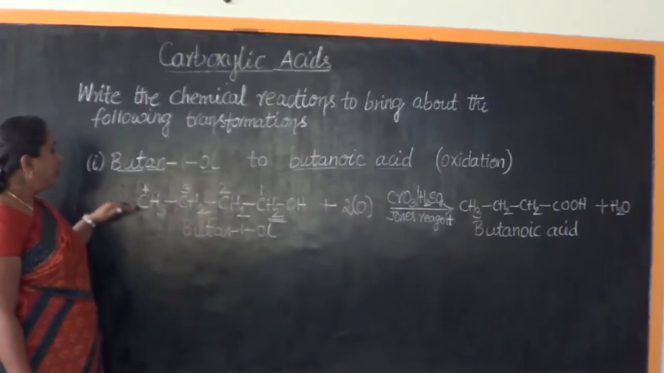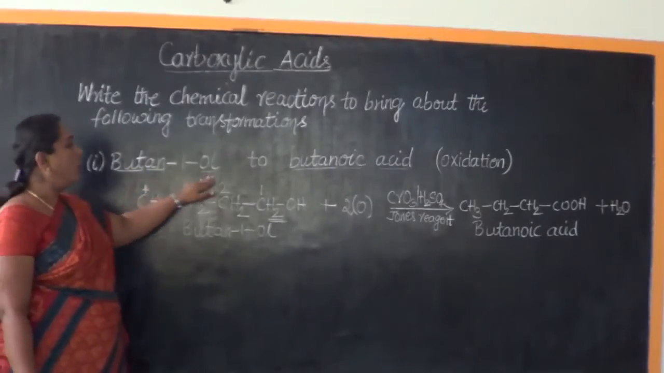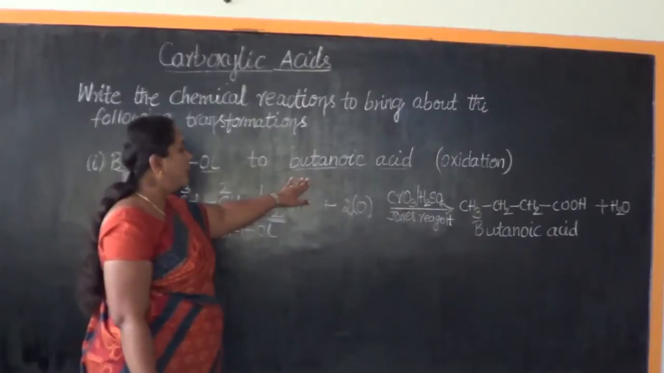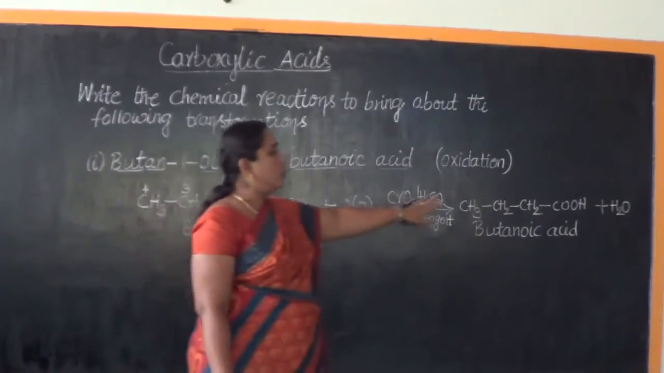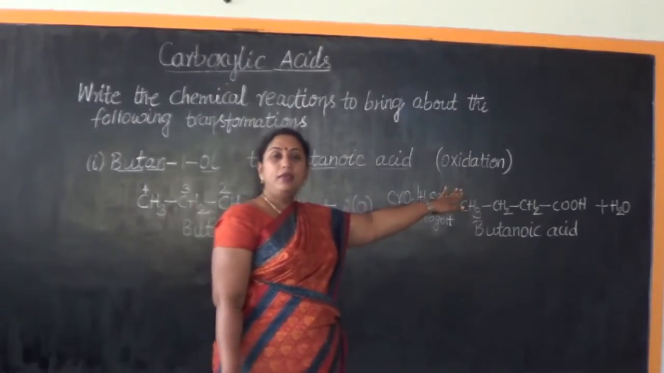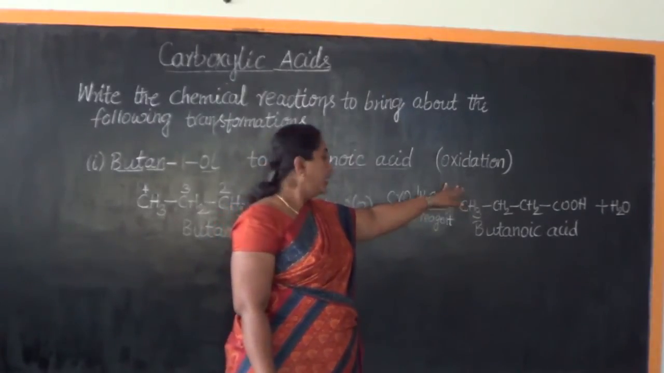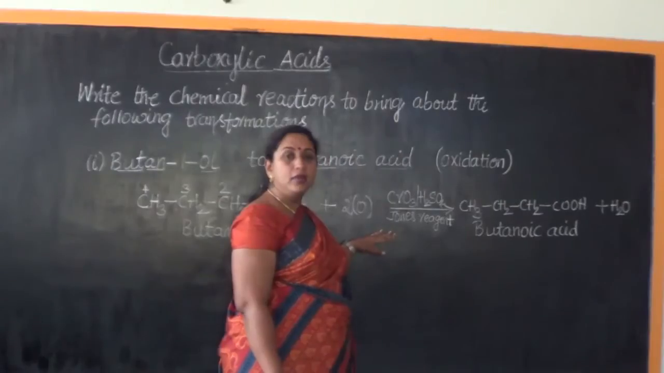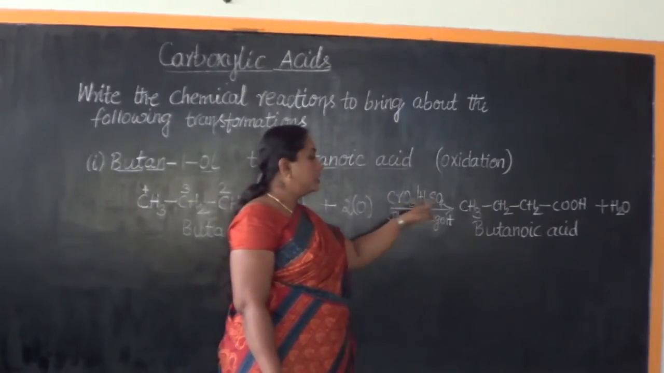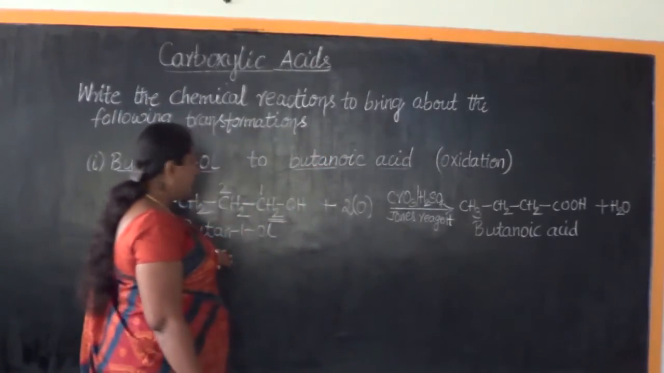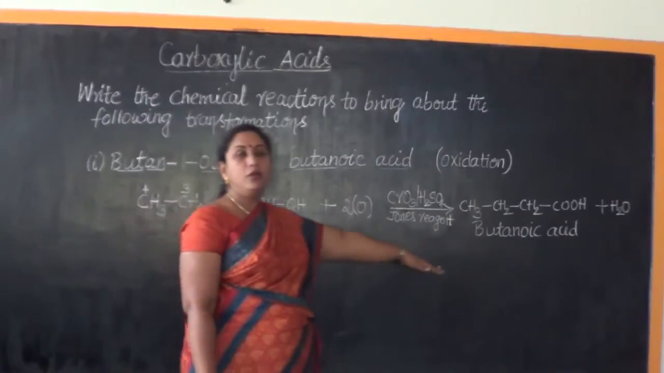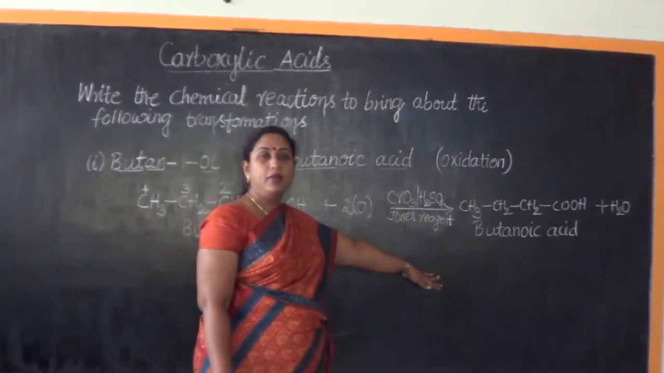Written as: butan-1-ol can be converted into butanoic acid by subjecting butanol to the process of oxidation by making use of an oxidizing agent like Jones reagent. What is the composition of Jones reagent? Chromium trioxide in an acid media, so that we will be able to convert butanol into butanoic acid.